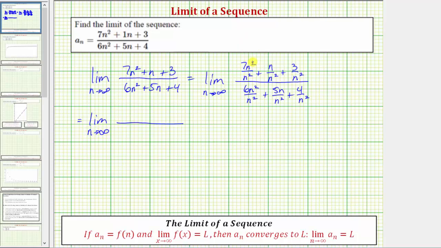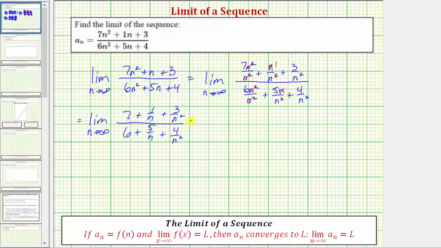7n squared divided by n squared simplifies to just 7. N divided by n squared simplifies to 1 over n to the first, or just 1 over n. This fraction does not simplify. 6n squared divided by n squared simplifies to 6. 5n divided by n squared simplifies to 5 over n, and 4 over n squared does not simplify. So in the numerator we have 7 plus 1 over n plus 3 over n squared. In the denominator we have 6 plus 5 over n plus 4 over n squared.